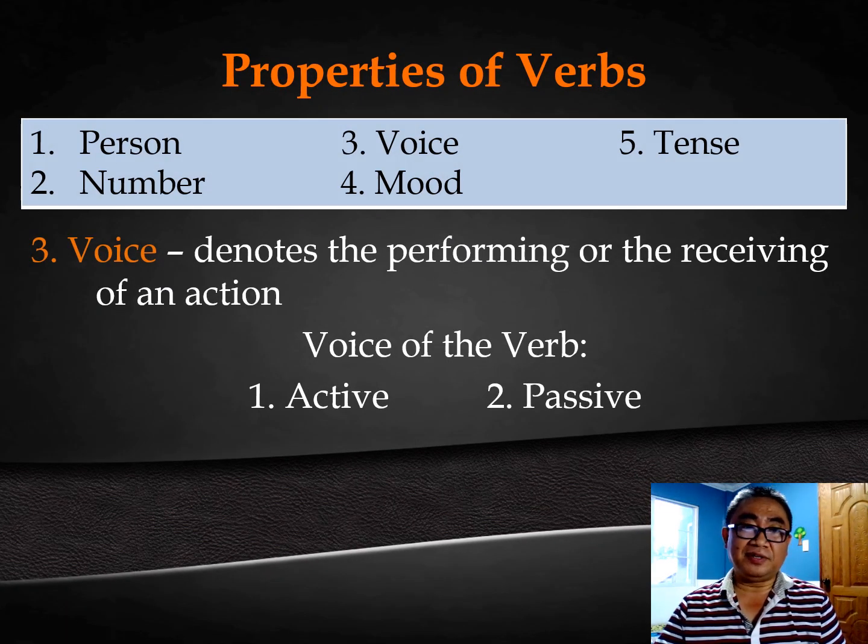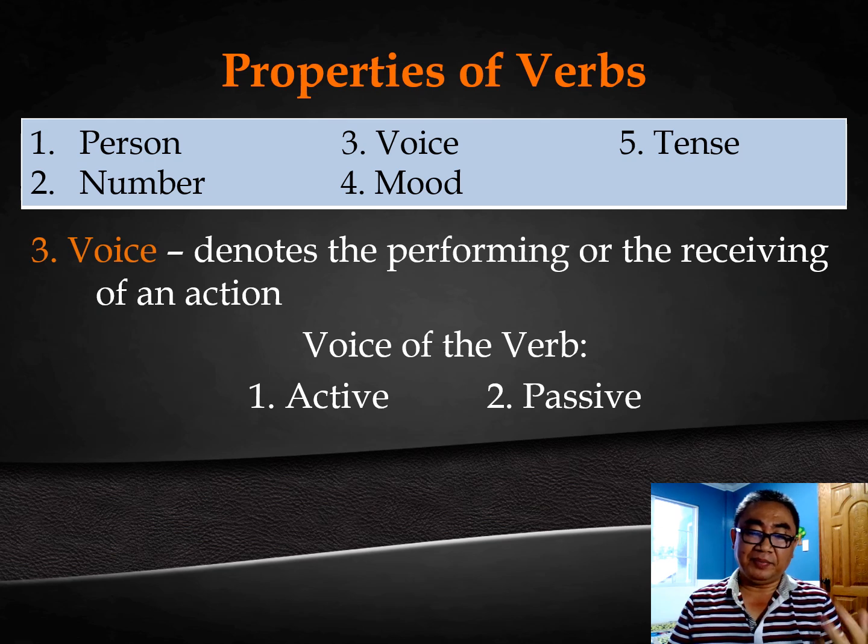Okay, the voice of the verb denotes the performing or the receiving of an action. And the voice of the verb could be active and/or passive. So voice refers to the form of a verb that indicates when a grammatical subject performs the action or is the receiver of the action. When the action is in the active voice, the subject performs the action, while in the passive voice, the subject receives the action. In other words, the voice of the verb is the form of the verb which shows whether the subject acts or is acted upon, whether it performs or suffers the action.